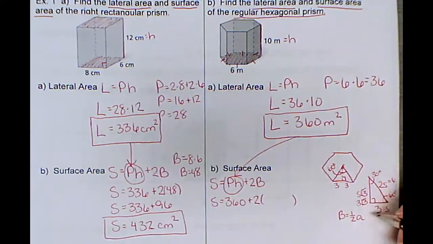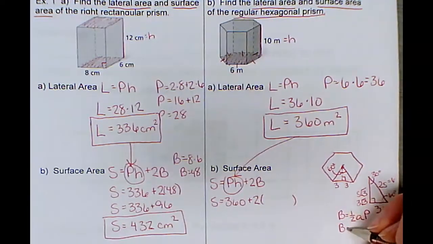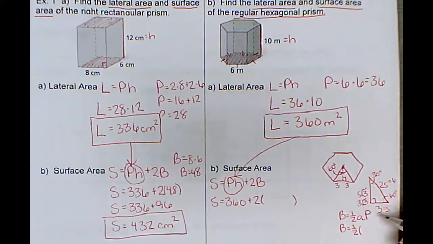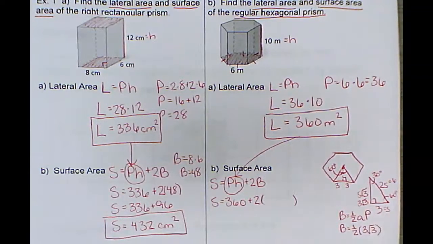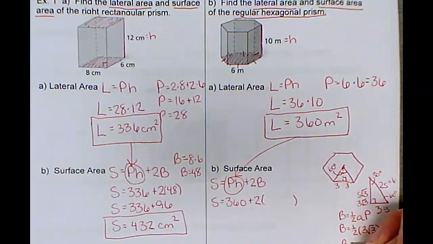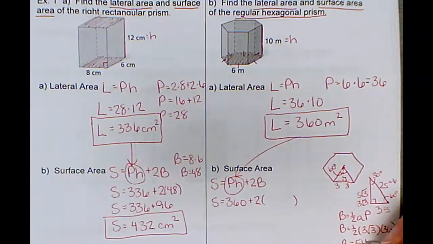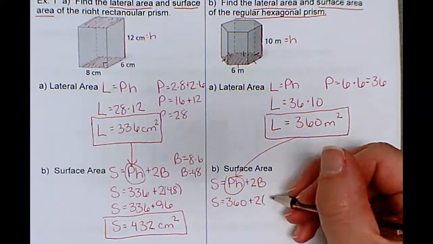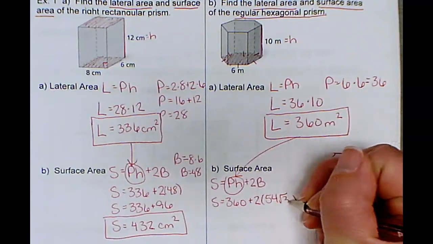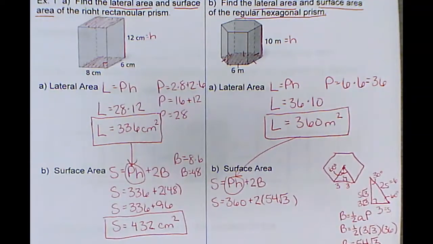It's 1/2 times the apothem times the perimeter of the base. So 1/2 times 3 square roots of 3 times the perimeter of the base. 6 times 6 is 36. Half of 36 is 18. 18 times 3 is 54 square roots of 3. That's the area of the base. So that's what I'm going to multiply by 2, because there are 2 bases that I need to add together for the surface area.